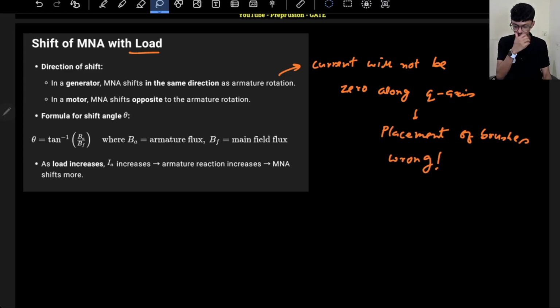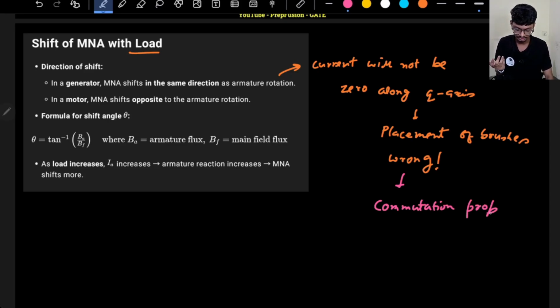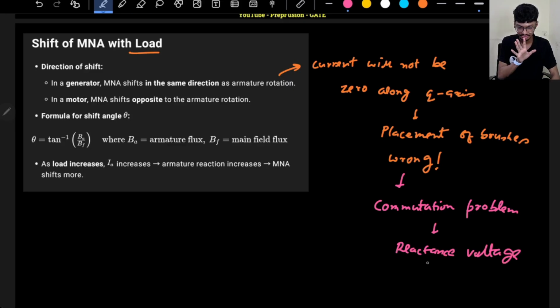We don't want our MNA to shift. Why? Because if placement is wrong, then there will be what? Commutation problem, sparking, reactance voltage. Reactance voltage I have already discussed. And there are more detrimental effects, I will discuss about those as well. The overall magnetic flux density also will reduce, right? So that is also not good. It will not be symmetrical.